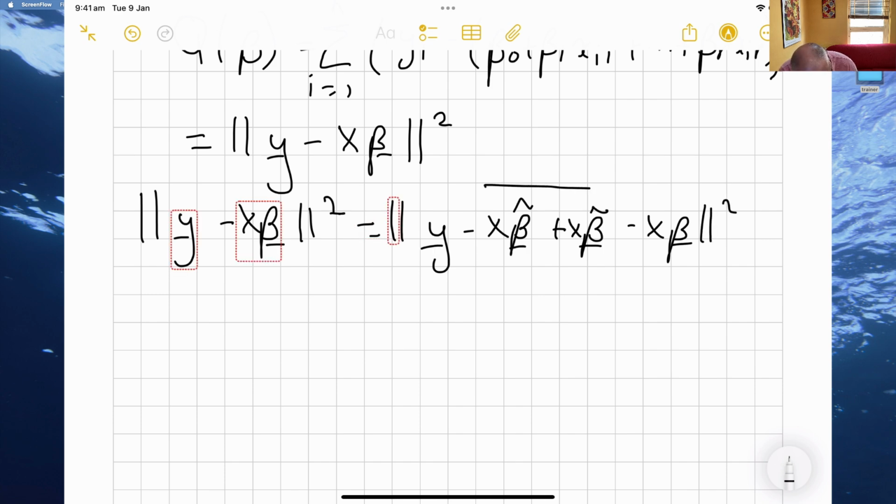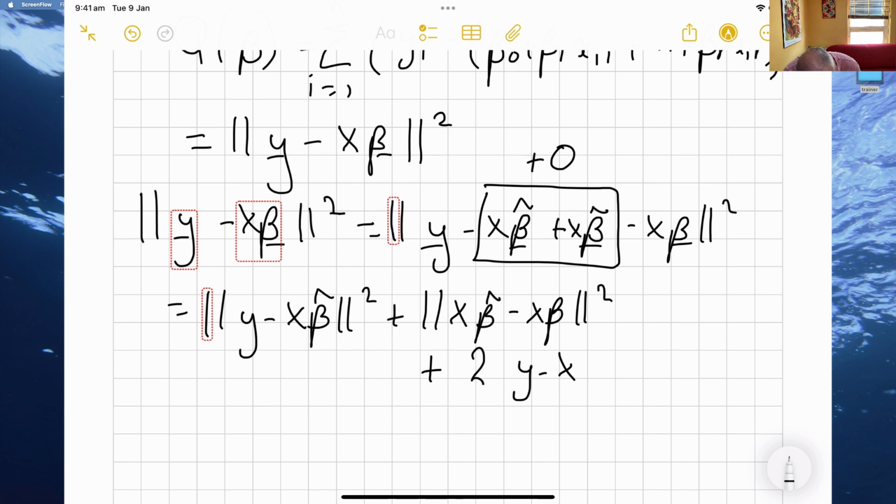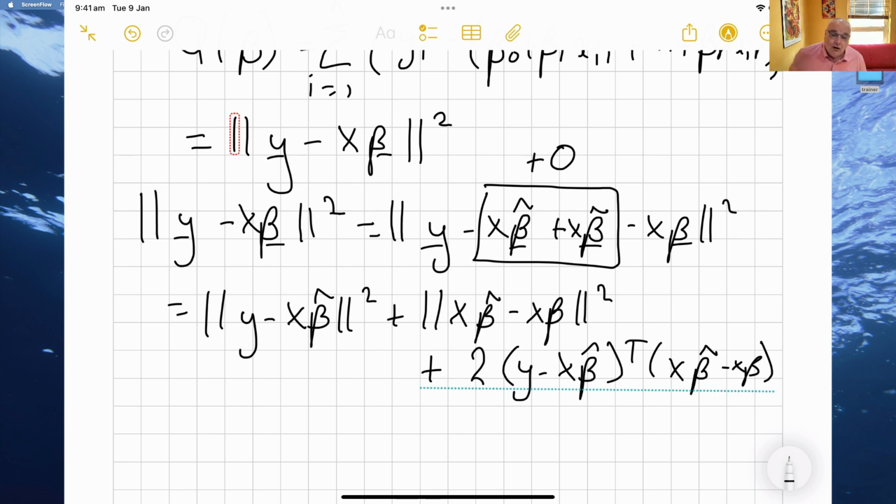So all I've done is I've added 0. This whole term here is actually 0. We've done plus 0. So we can write this as y minus X beta hat squared plus X beta hat minus X beta squared plus 2 times (y minus X beta hat) transpose (X beta hat minus X beta). So to some extent this is just the linear algebra equivalent of completing the squares. If this had been (a plus b) all squared, you'd have no problem. This is the linear algebra version. And what I'd like to do is show that this is 0.